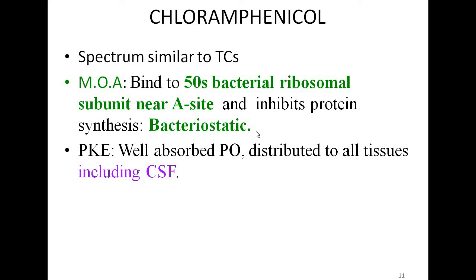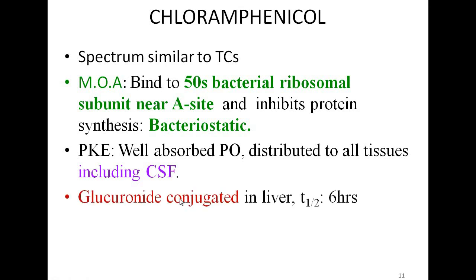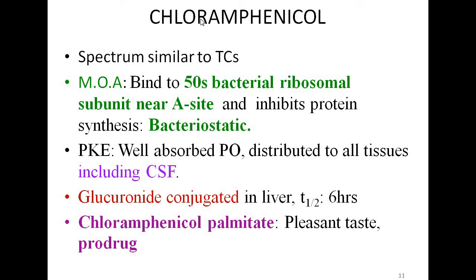Well absorbed on oral administration, distributed to all tissues, including the CSF. So please note, chloramphenicol crosses the blood-brain barrier. Chloramphenicol is glucuronide conjugated in the liver and has a plasma half-life of about 6 hours. This glucuronide conjugation is important. Chloramphenicol by itself is very bitter, so to make it pleasant tasting, chloramphenicol palmitate as a prodrug is used.